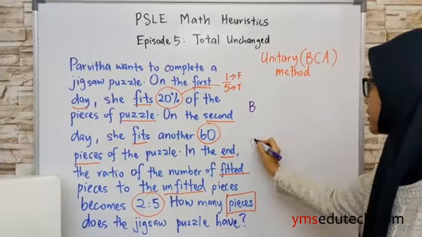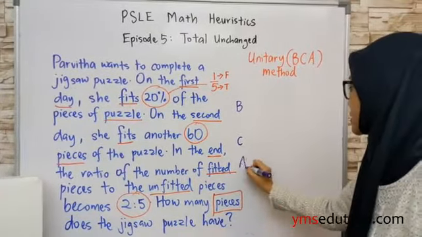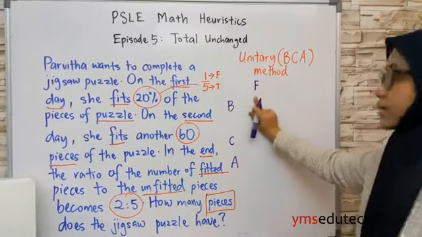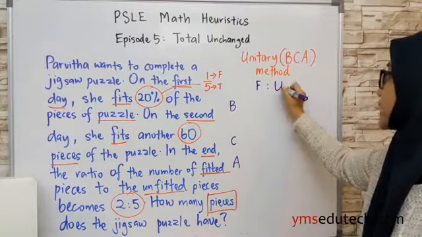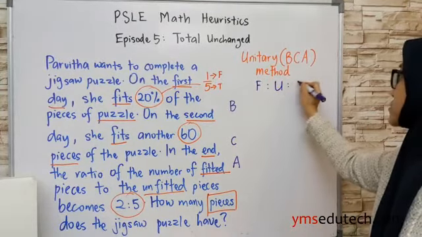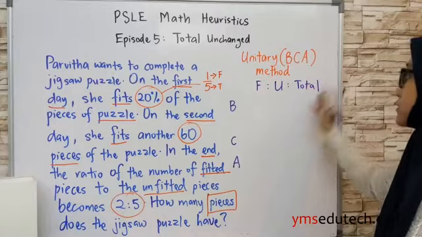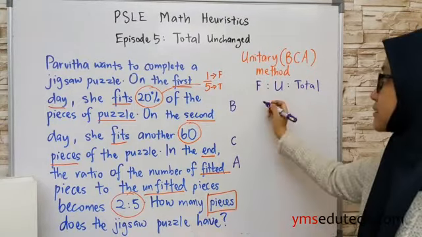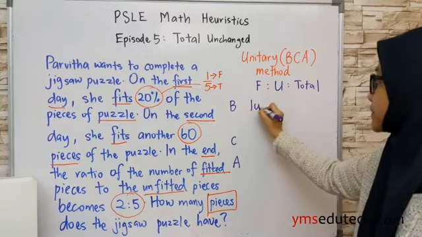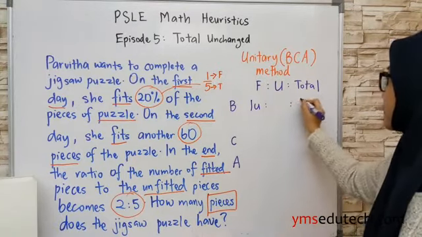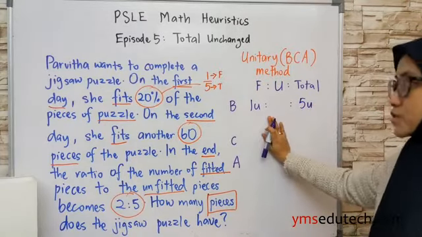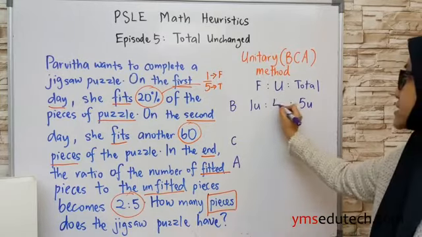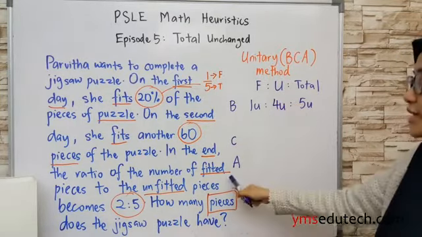Before, change, and after. Okay, so we are referring to fitted pieces. I'm going to label it as F, is to unfitted pieces, is to total. At first the number of units of fitted pieces was 1 unit. The total was 5 units. So how many units were unfitted on the first day? 4 units. Okay, and then there was a change involved.